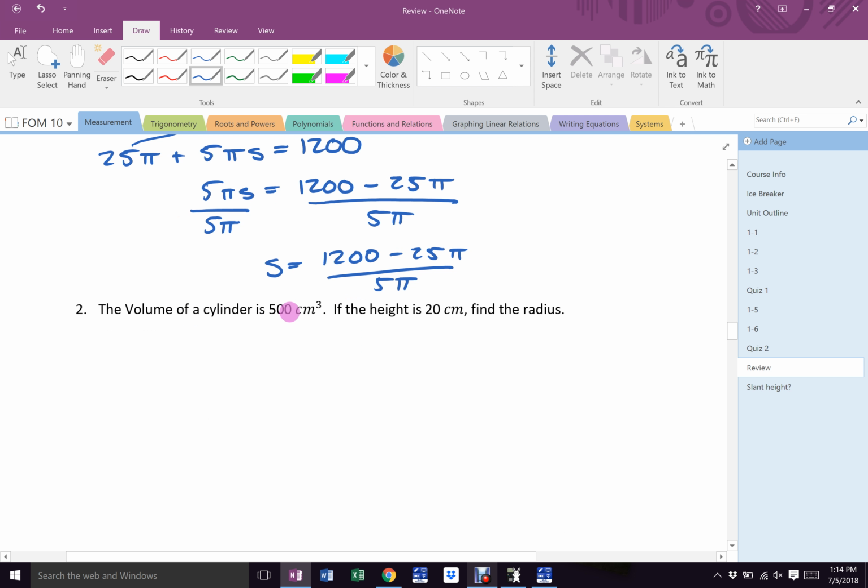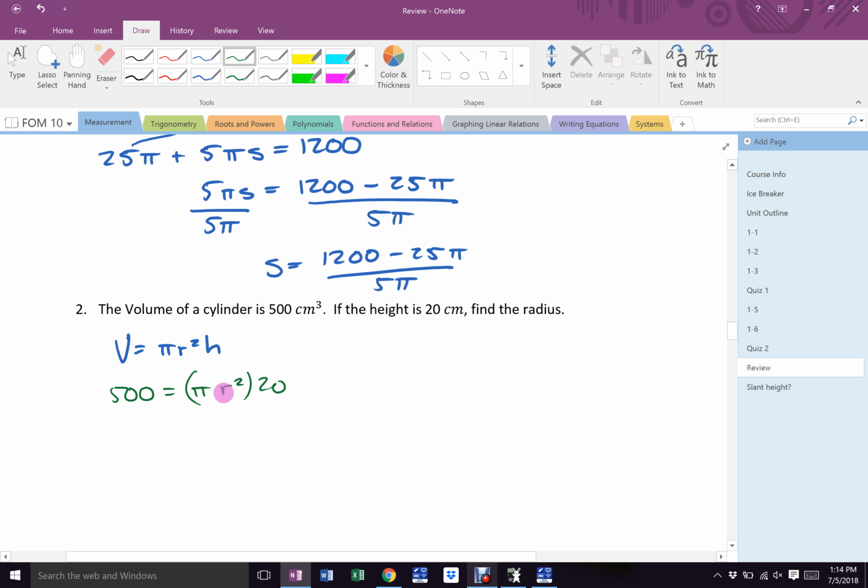The volume of a cylinder and the height. Volume of a cylinder is pi r squared h. What do I know in that equation right now? Do I know the volume? Yes. What is it? 500 equals pi. Do I know the r? Nope. R squared times, do I know the h? Yes. What is it? 20.